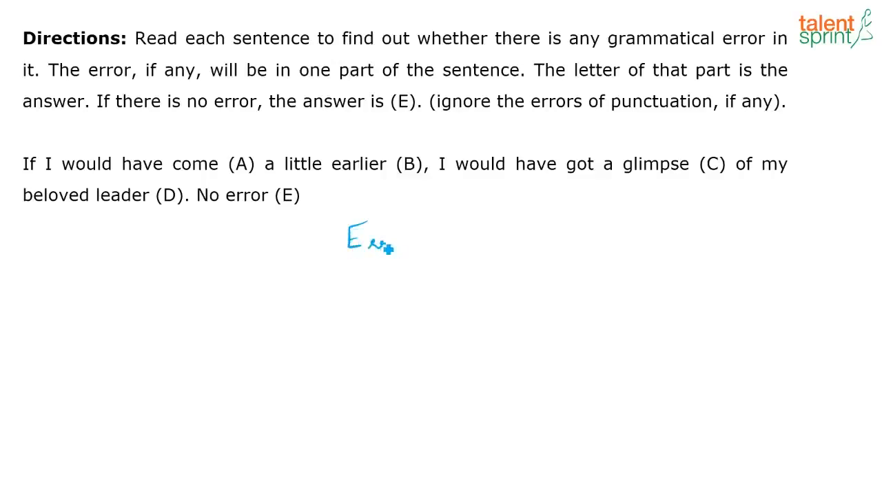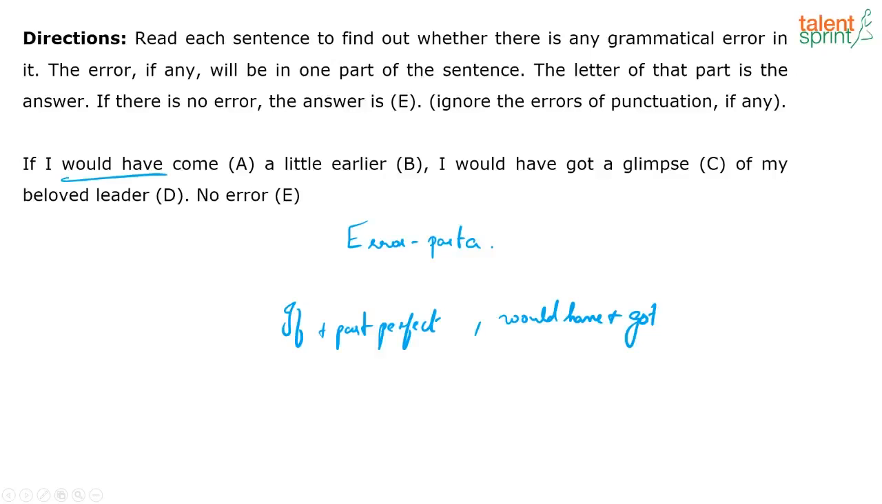The error is in part A, third conditional form again, because the second clause is right there. "Would have" plus past participle "got" is there, which means I just need a past perfect tense in the first part, which is A, right? I don't need "would have" again. So what do I change that to? "If I had come," right? Past perfect, that's it. "I would have got a glimpse of my beloved teacher."